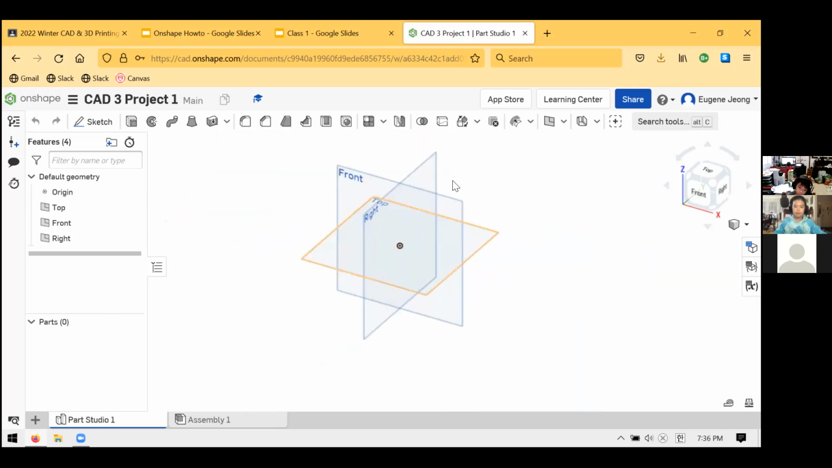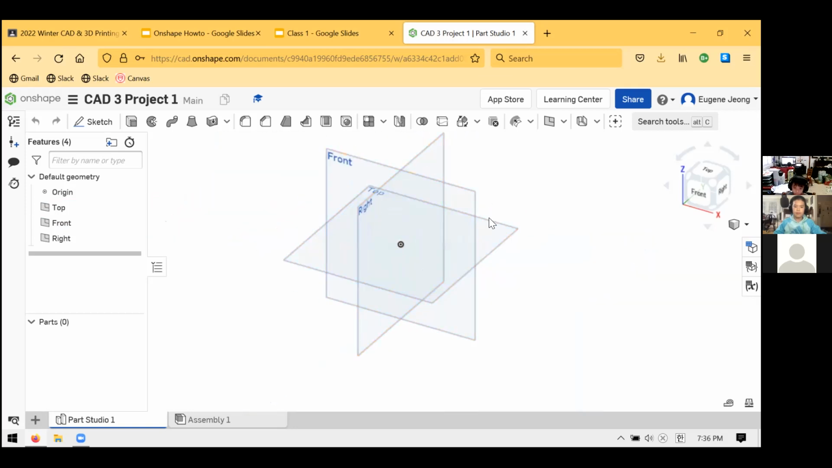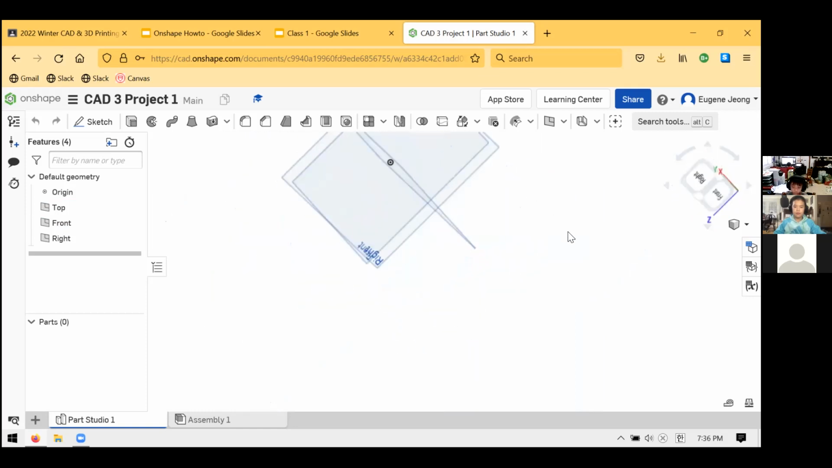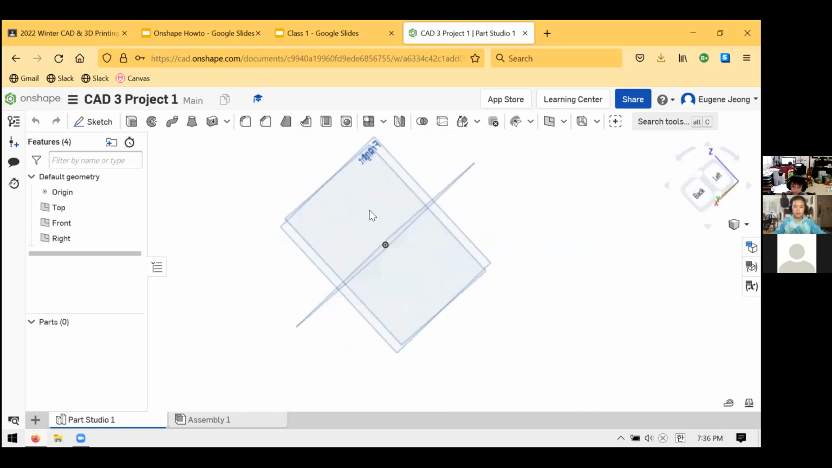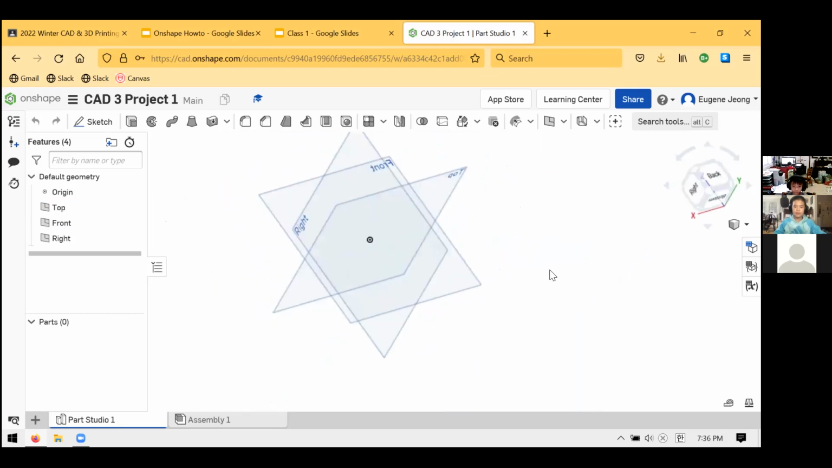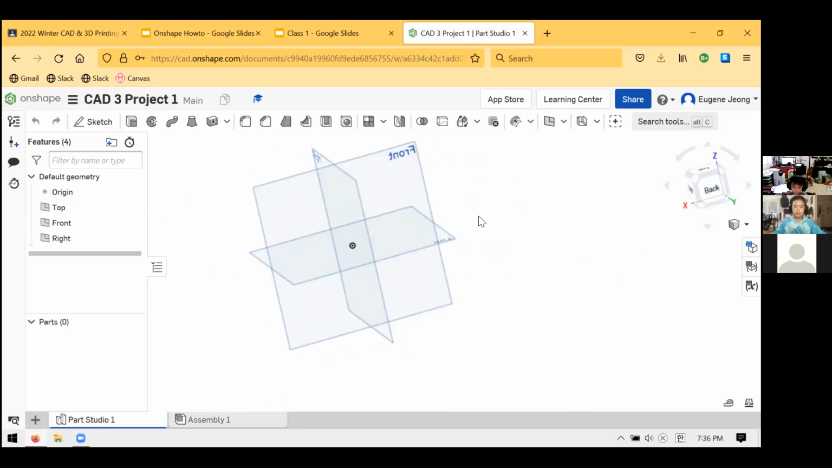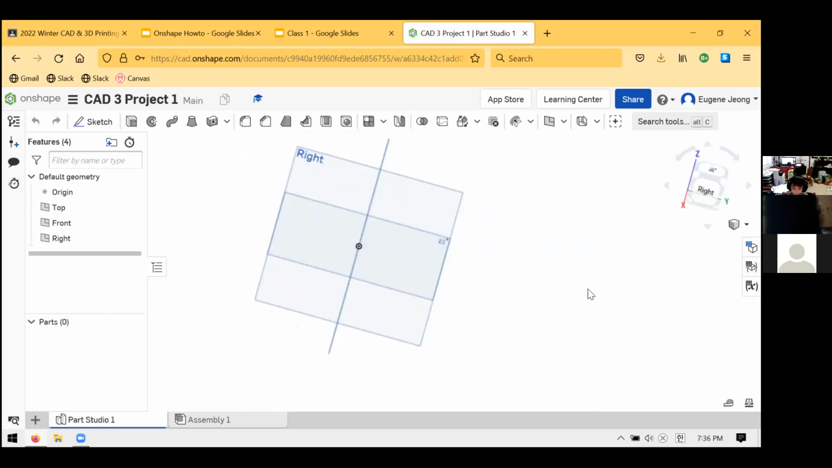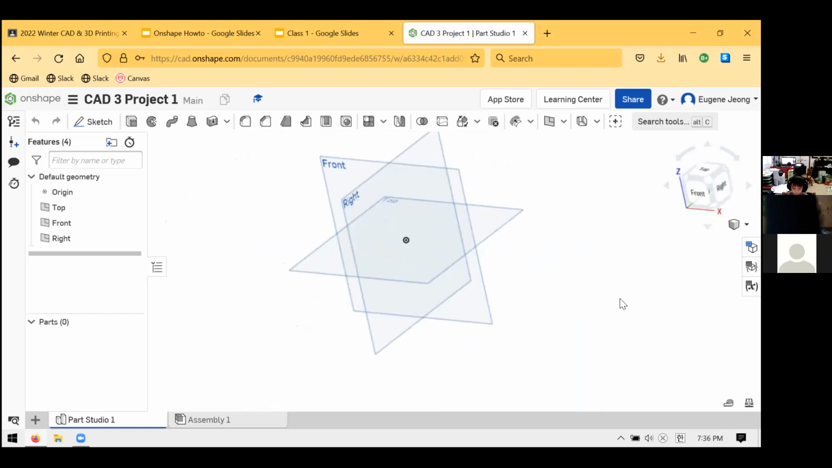Now, if you right click and hold the right click and move your mouse, that will rotate your view. So you can see the planes in my workspace are spinning because I'm holding my right click and moving my mouse around. That's how you rotate around.